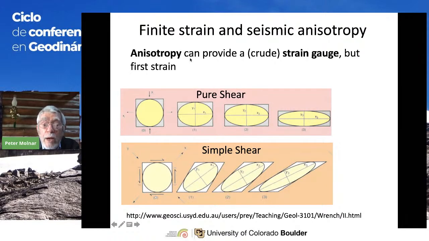Well, if you look at strain, we can talk about pure shear, where we have a circle and we squash it and stretch it, squash it, stretch it, squash it, and stretch it.